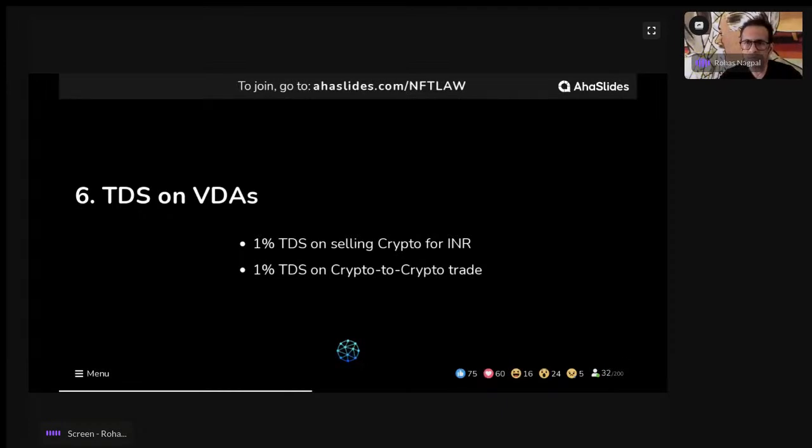Shashank has asked, salary in USDT at 30%. Yes, it will be a flat 30%. It will not be according to your slab because USDT is a VDA.